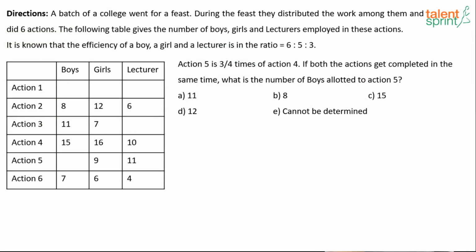Here's the next one. Action 5 is 3/4 of action 4. If both the actions get completed in the same time, what's the number of boys allotted to action 5? So we know that the number of boys in action 5 is not known to us. But now there's some data given there. Figure out the number of boys allotted in action 5. It is exactly what we have discussed in time and work. There's no difference here. It's just that you need to apply those concepts here to get the required answers.